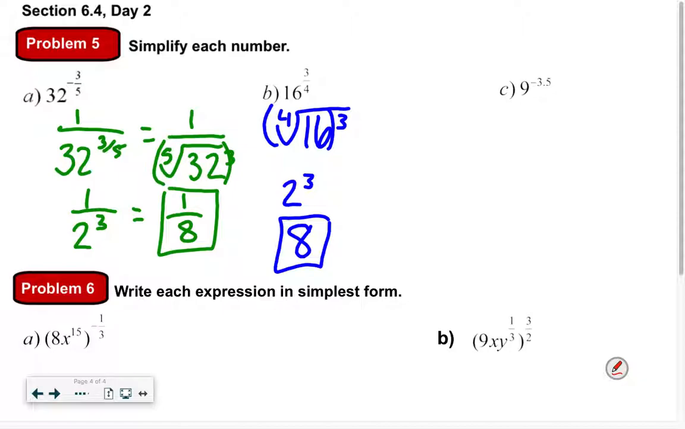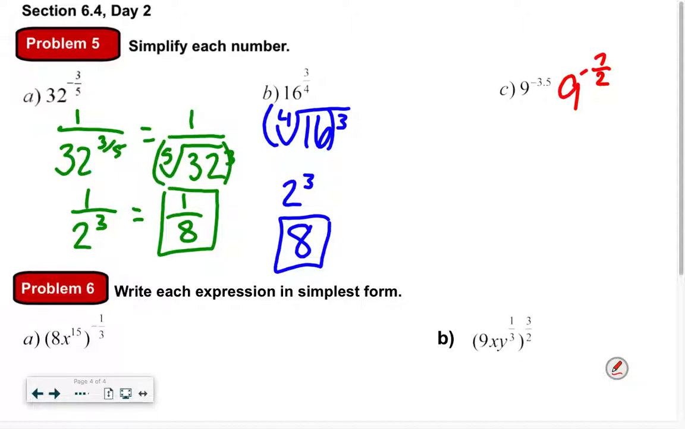First off, let's deal with the decimal. We don't like decimal exponents. How do I make it not a decimal? Turn a decimal into a what? A fraction. How do I get 3.5? 7 over 2. Okay, sweet. So I got 9 to the negative 7 over 2. Got rid of my decimal.